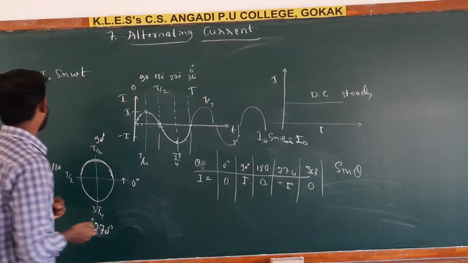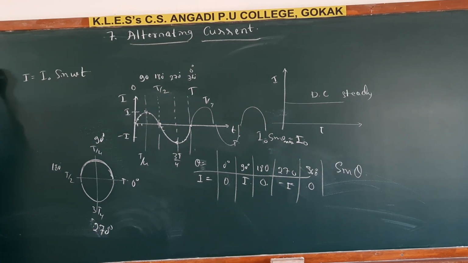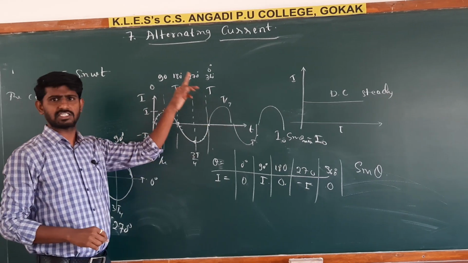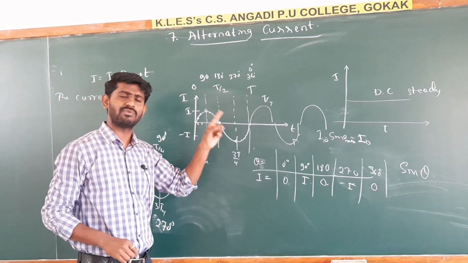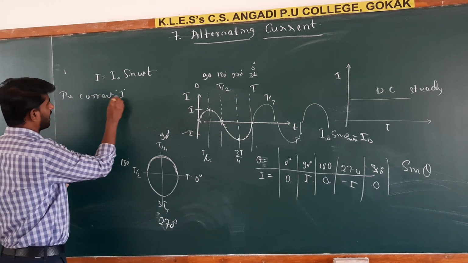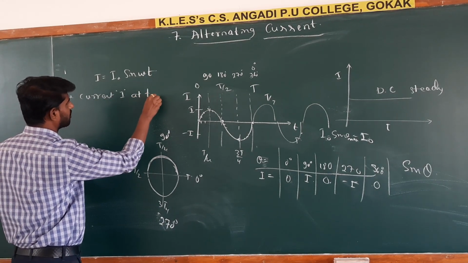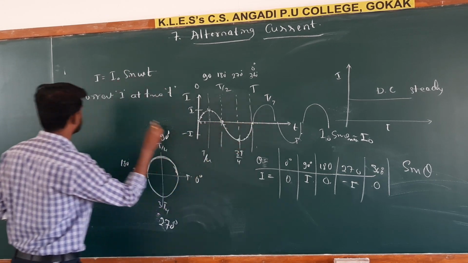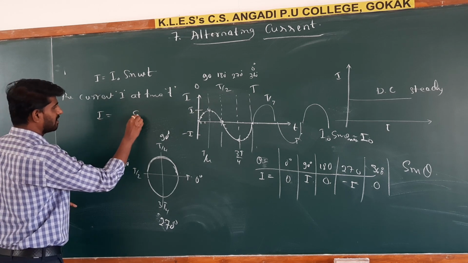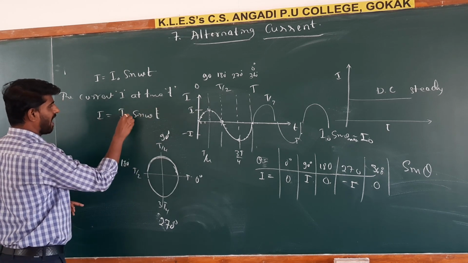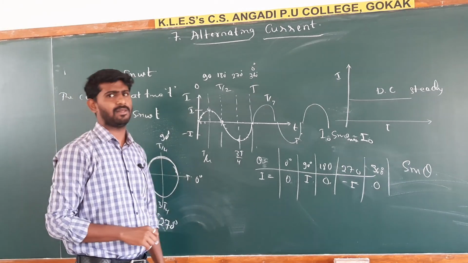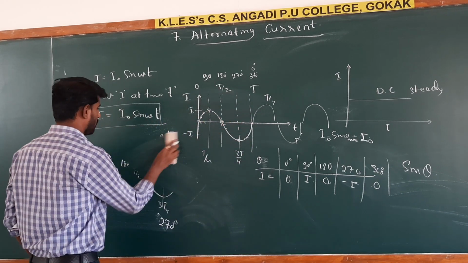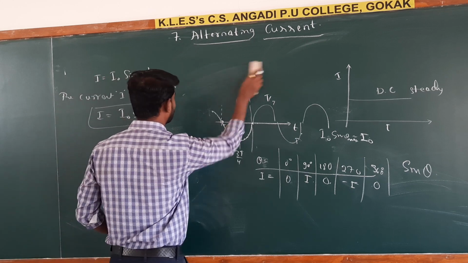What's the expression for alternating current? The value of current is not constant at all times. At a particular time its value is different. So the current I at a time t: the value of I is varying with the time function, and the maximum is I naught. So I equal to I naught into sine omega t. This becomes the expression of alternating current. You may ask me how to get the alternating current.